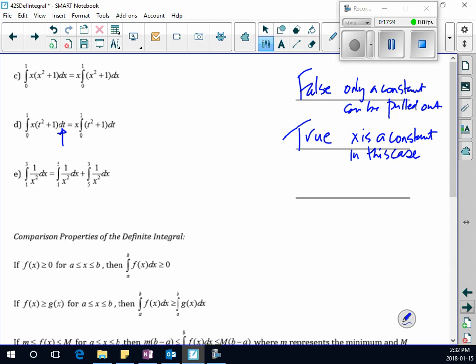Okay. The next one is the integral from 1 to 3 of 1 over x squared dx is the integral from 1 to 5, and then 5 to 3. So is that true? Yeah. True. This is just what we were discussing.